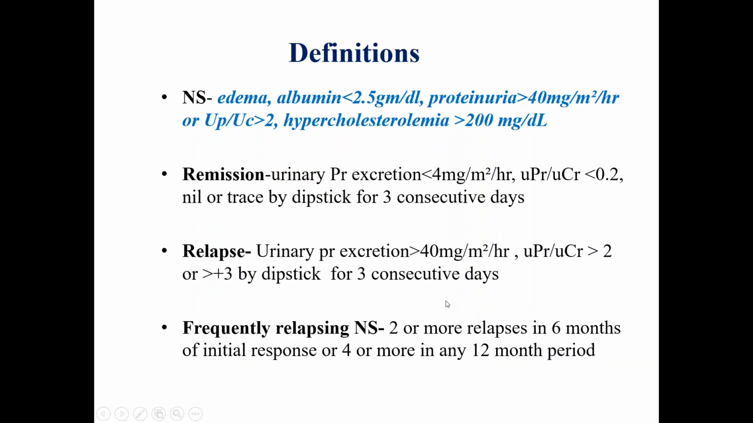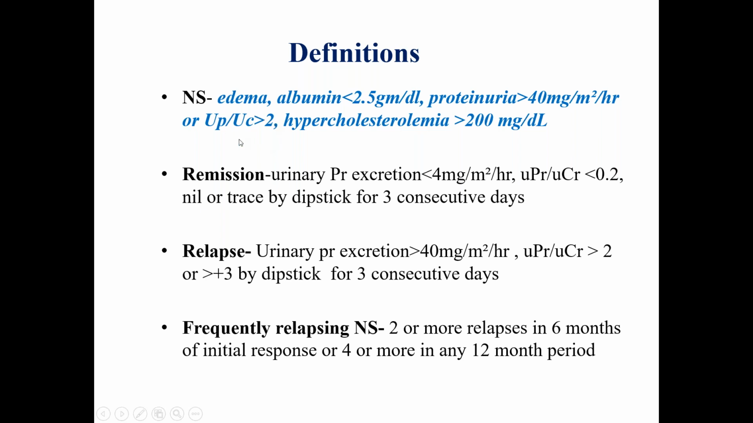Now, if you look at the definition of nephrotic syndrome, it is essentially defined as proteinuria of more than 40 milligram per meter square per hour or more than a gram per meter square per day, unlike the 3.5 gram per 1.73 meter square that you take in adult patients, or a urinary protein creatinine ratio, which can be done on a spot urine sample, with a value of more than 2.